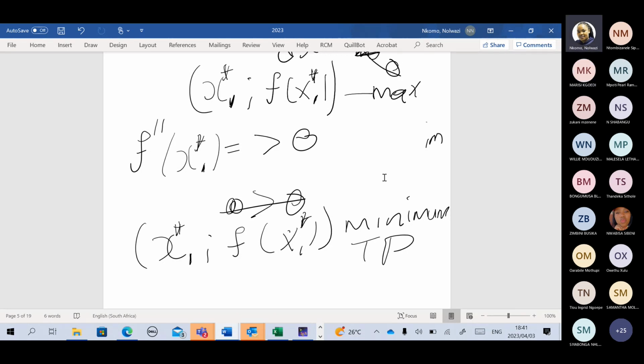The reason we find the second derivative is because we want to find the nature of our stationary point. The reason we find the first derivative is because we want to find our stationary point. Okay. Let's just do an example. Maybe you'll get this.